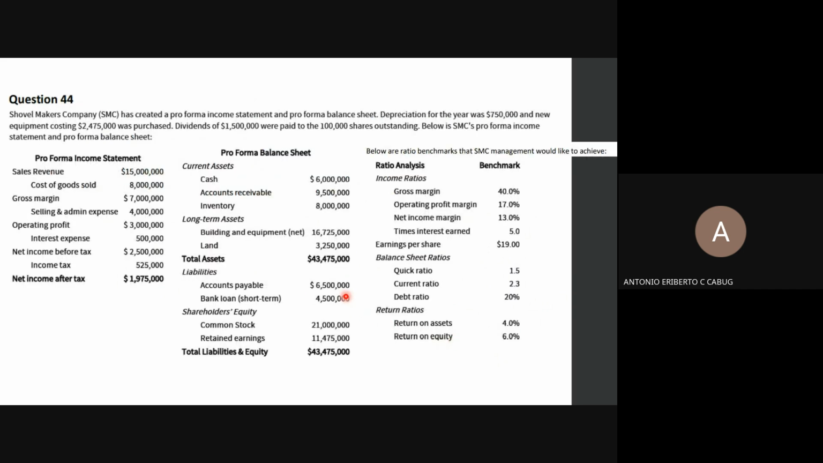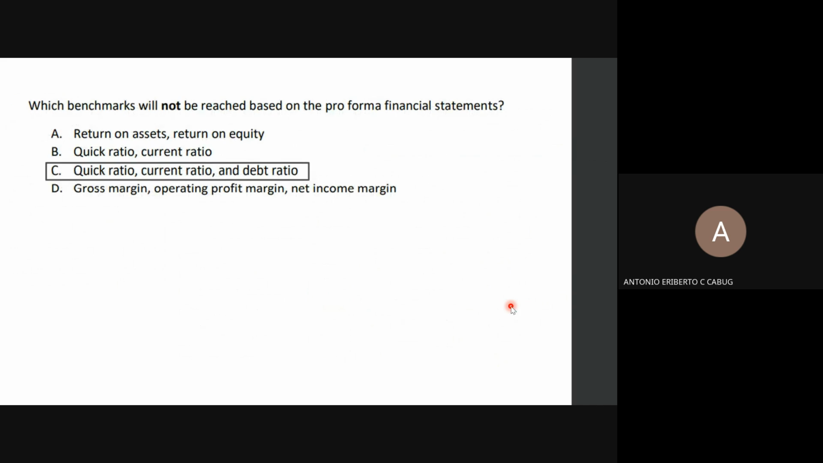Oh, our debt ratio is actually high, no? The total is 11. 11 over 43. This is above 20%. So the answer here is letter C. The ratios that we will not meet include the quick ratio, the current ratio, and the debt ratio. Quick ratio, ours is lower. Current ratio, ours is lower. Debt ratio, ours is higher. The rest of the ratios, except EPS, which we cannot actually compare, they are all good. Okay, letter C.